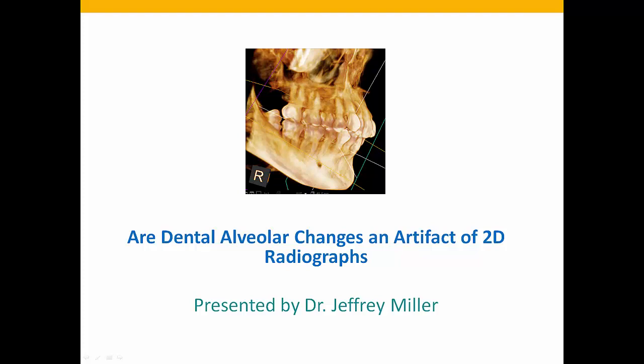Hello. The title of my topic today is Are Dental Alveolar Changes an Artifact of Two-Dimensional Radiographs? I'm posing the question that when you compare two-dimensional cephalometric radiography to cone beam CT, are dental alveolar changes as we currently understand them nothing more than an artifact of looking at two-dimensional radiographs?